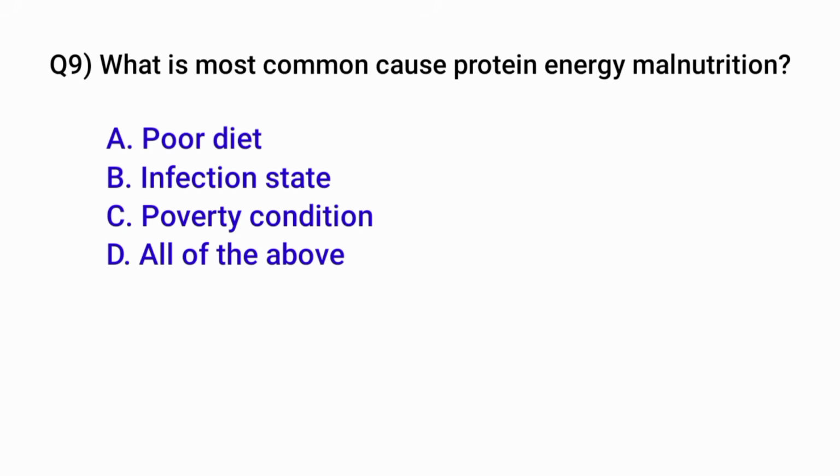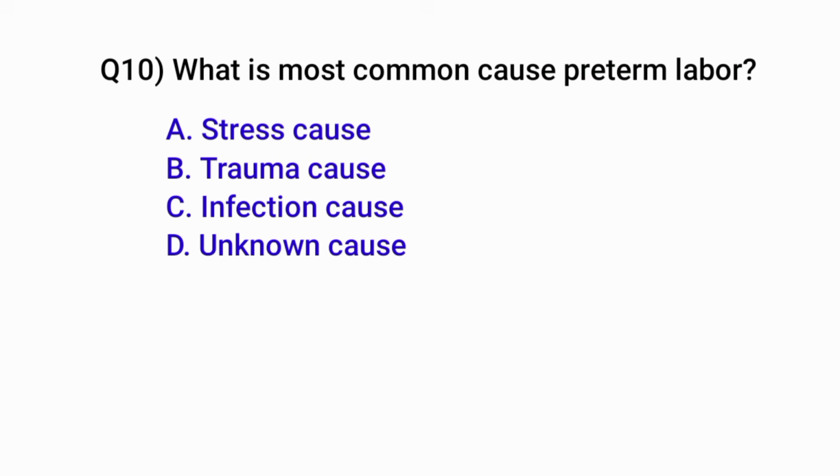Question number 9. What is the most common cause of protein energy malnutrition? Correct option is D, all of the above. Question number 10. What is the most common cause of preterm labor? Correct option is C, infection.